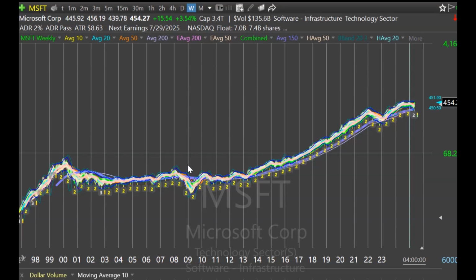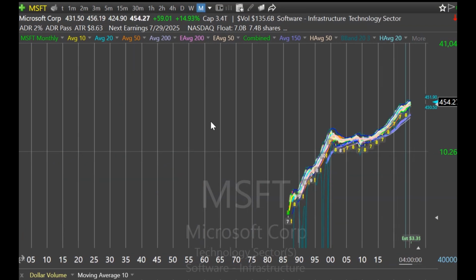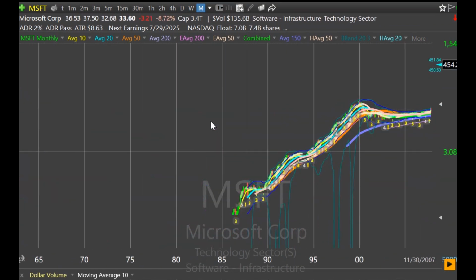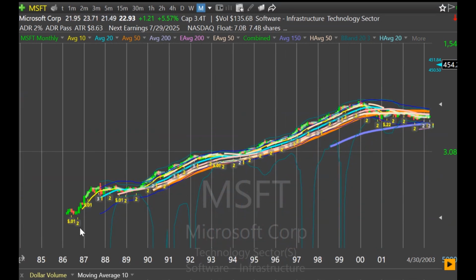Okay, I'm going to do an analysis comparing the late 90s stock market versus today. Now, I'm going to start with specific stocks so you can see what's going on. Now, I'm looking at a monthly chart. Each candle here, or each bar, is 1 month.